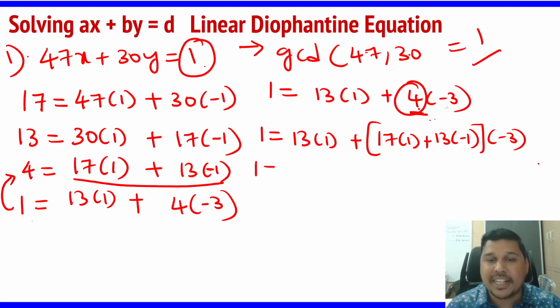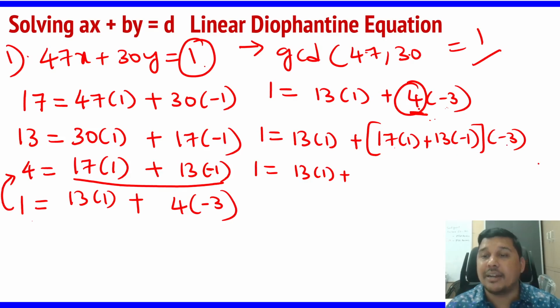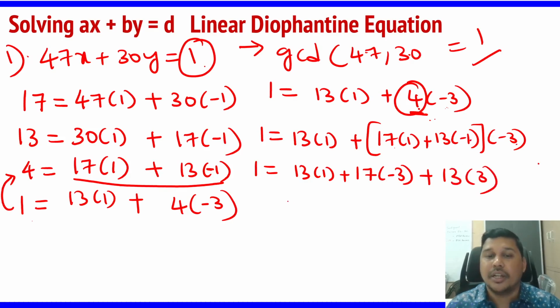Okay, so let us expand this. 1 is equal to 13 into 1 plus 17 into 1 and minus 3. Don't multiply with the outside one, multiply only with the inner values. That is 1 into minus 3, it becomes minus 3, plus 13 minus 1 into minus 3, it becomes 3. Now, what does this equation simplify to? 1 is equal to 17 of minus 3 plus 13 of 1 plus 3. It is 13 of 4.